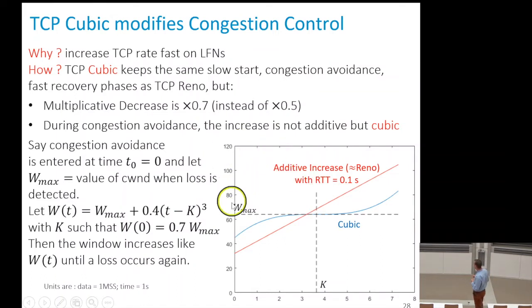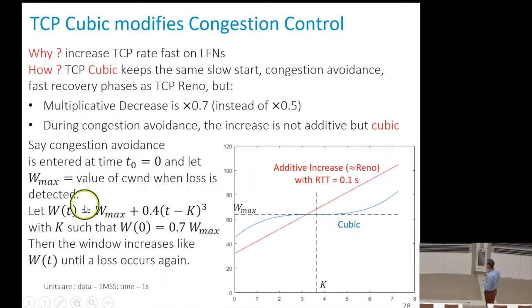What TCP cubic will do is it will decrease by 30%, so it will be on the blue curve, and then it will increase by this function, where I'm sure you recognize the x cube function, x to the power 3. That's why it's called cubic. So this is a cubic function which is shifted such that the origin is here, which gives this formula here.